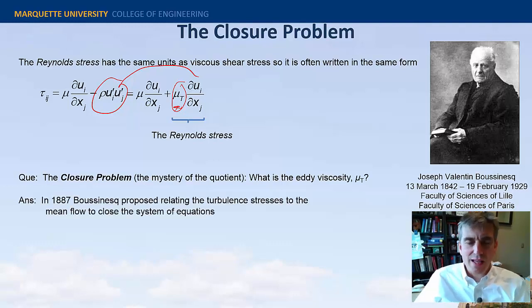You know, that's from Led Zeppelin. I'm not sure if you're familiar with that. And I'm sure that's what they were talking about in The Rain Song when they mentioned the mystery of the quotient, was the turbulent closure problem.